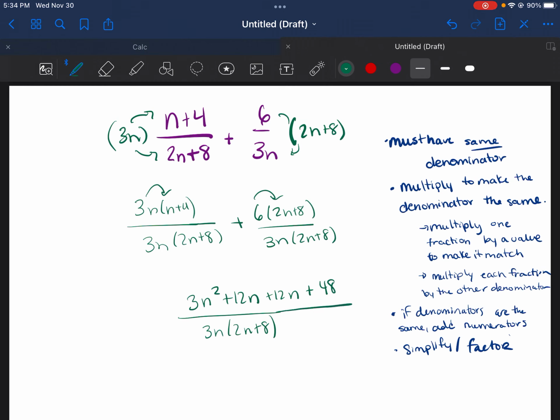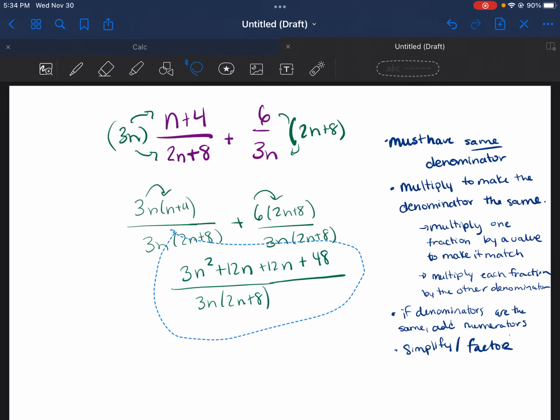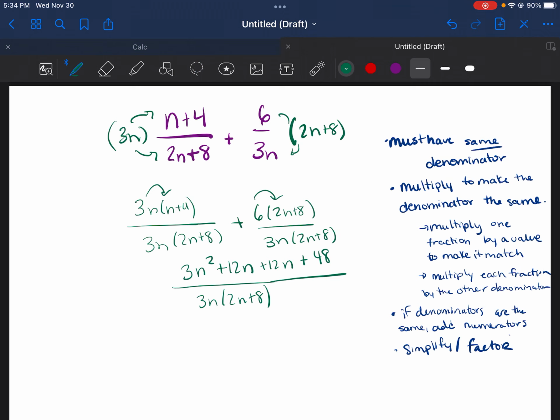All right. I'm going to go ahead and combine my like terms. I'm going to move this up just a little bit. I'm going to combine my like terms. So I'll have 3n squared plus 24n plus 48. And I see that I have a quadratic here because I have a value squared, the n, and then our constant.